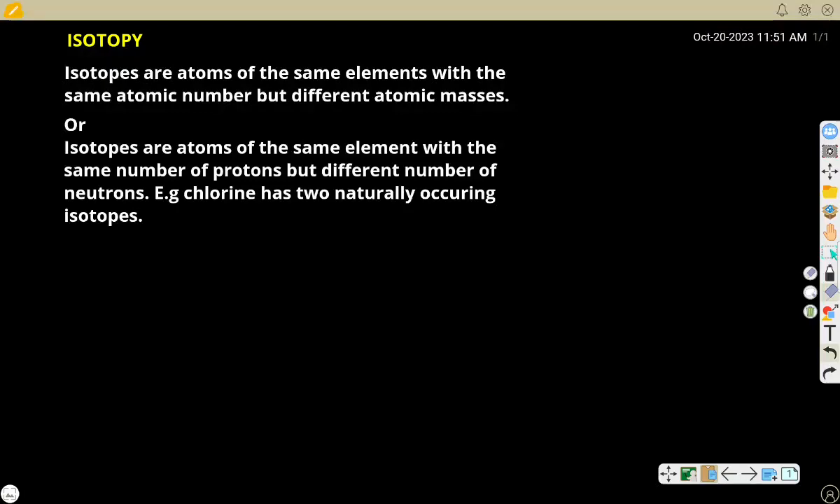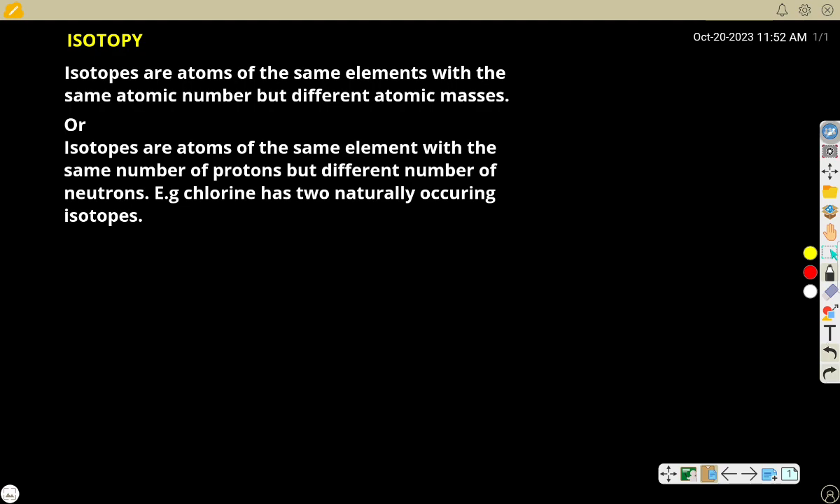So let's discuss isotopy. Isotopes are atoms of the same elements with the same atomic number but different atomic masses. Or isotopes are atoms of the same elements with the same number of protons but different number of neutrons.